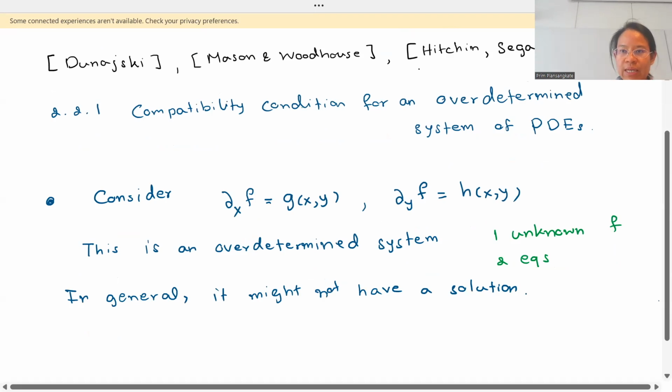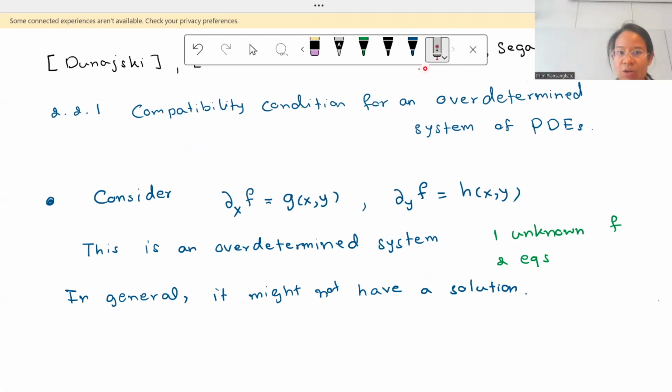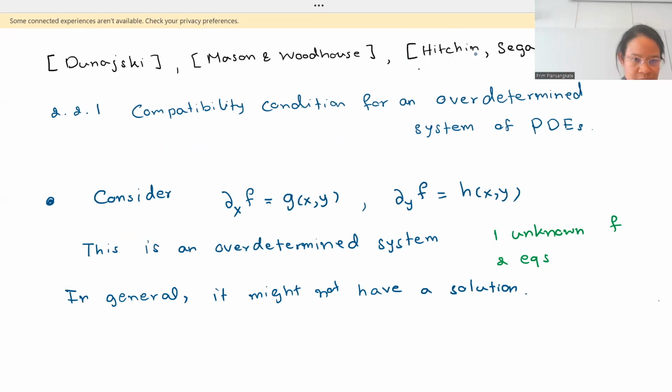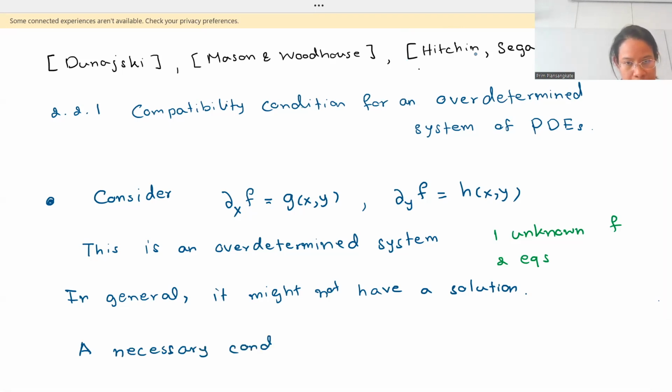In general, if g and h are arbitrary functions, then for some g and h we might have a function that satisfies the system. So what would be a condition that we can put on g and h? One clear condition is a necessary condition. Suppose a solution exists, and suppose I assume smoothness as well. Suppose f exists, and if f is smooth, then I know that the partial derivatives commute. We can interchange the order.